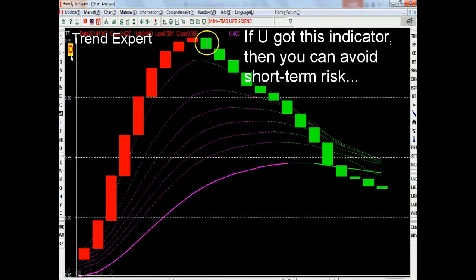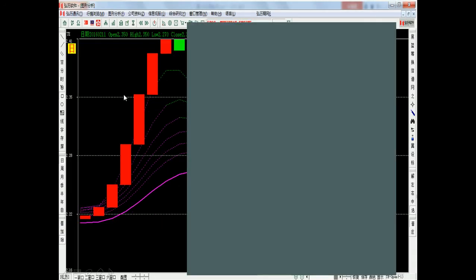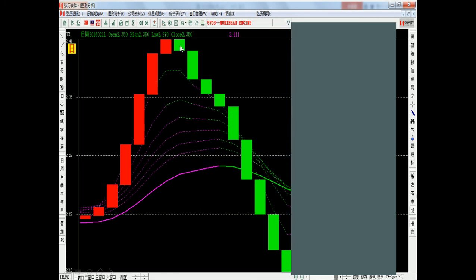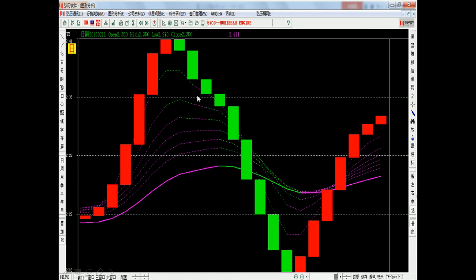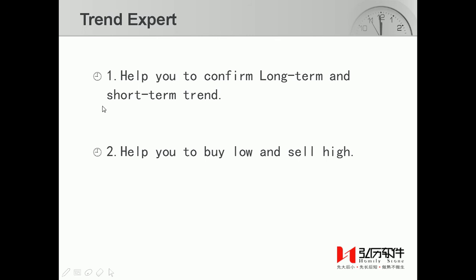So this is how to make a choice by using trend expert. You can see this one, how to make sure to buy low and sell high. Sell high here, and here buy low. So if you have the indicator, it's very easy to operate. And here you can see the trend expert. If you have this indicator, it can help you confirm the long-term and short-term trend, and second, help you buy low and sell high.